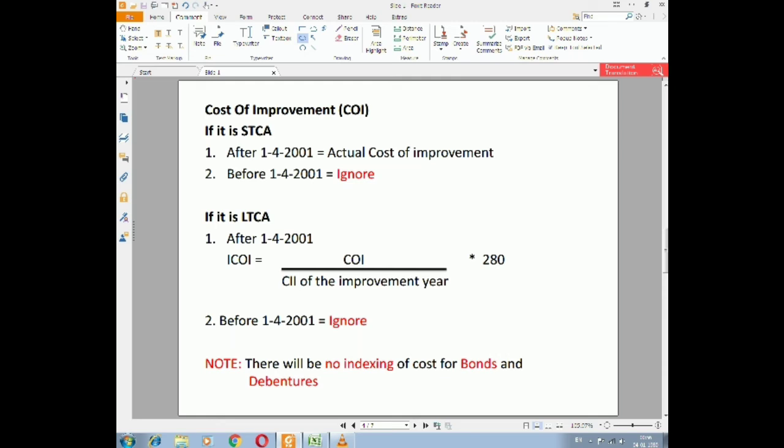If the improvement has been done after 1-4-2001, we are going to consider whatever improvement money has been incurred, and that will be considered in the denominator part. In which year the improvement has been done, on that particular year the index number will be there. That index number we are going to take in the denominator part, and we are going to multiply with the index number related to the previous year, that is 280. If it is done before 1-4-2001, the same applies here, it will be ignored. So note, there will be no indexing of cost for bonds and debentures. For bonds and debentures we are not going to apply indexes, even if it is a long term capital asset.